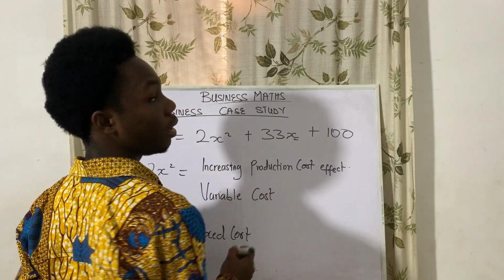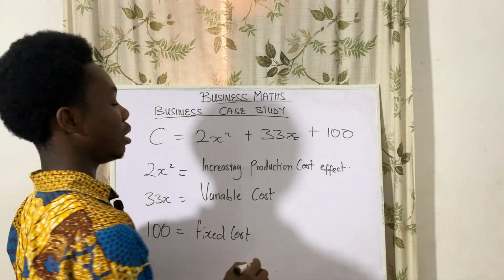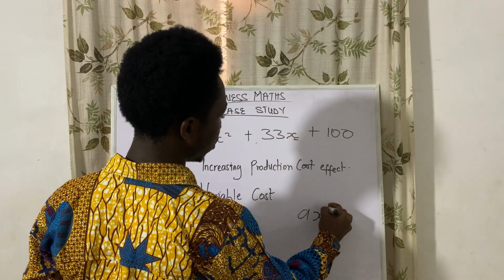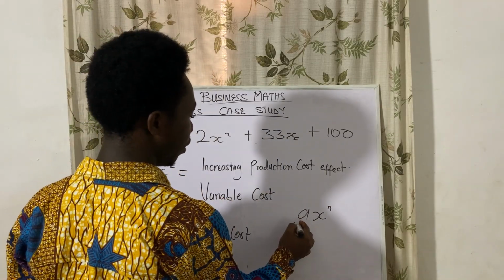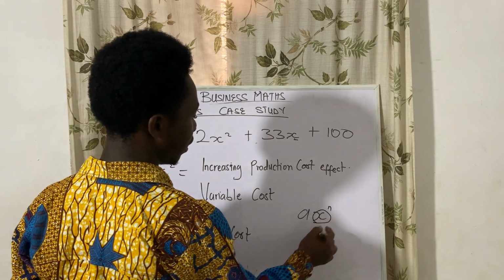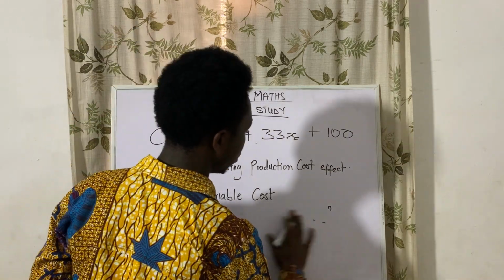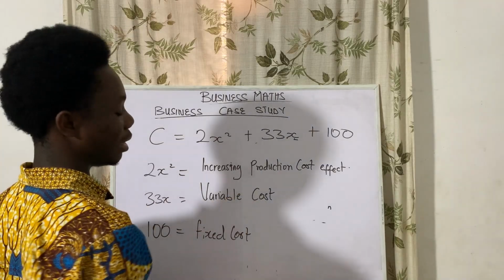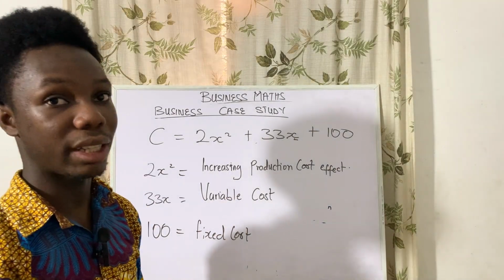Now when we're talking about monomials, we said variables. We made mention of ax to the n, so the a was the coefficient, and the x was the variable, right? So over here, it becomes the variable cost. Now the 100 becomes the fixed cost. Please, do you get it?